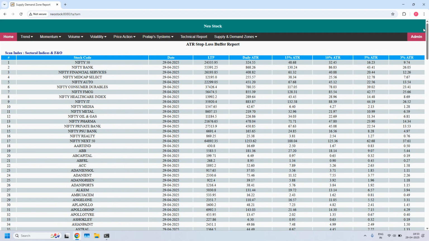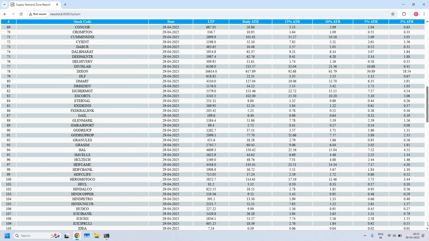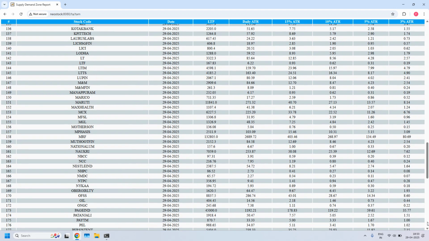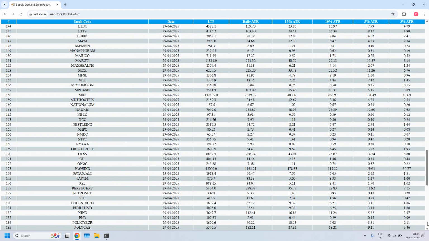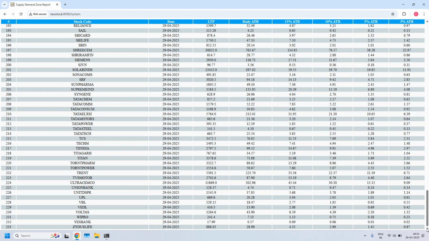I think something jumped again. Let me repeat again. Sorry. This is the first page. This is the second page. This is the third page. Fourth page. Fifth page. Sixth and final page. Okay. These are the daily ATRs and the respective percentage values for your stop buffers. So this is the end of the report.